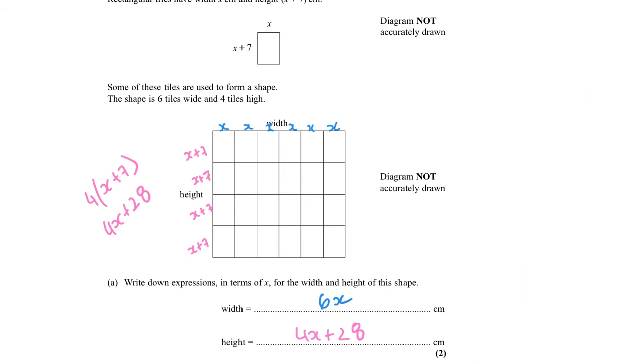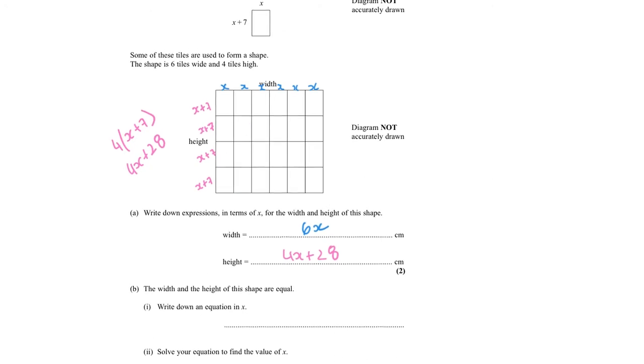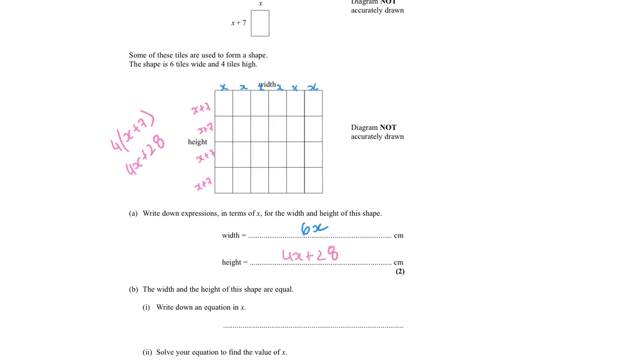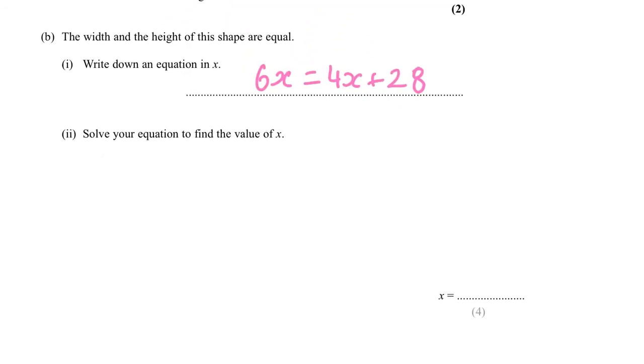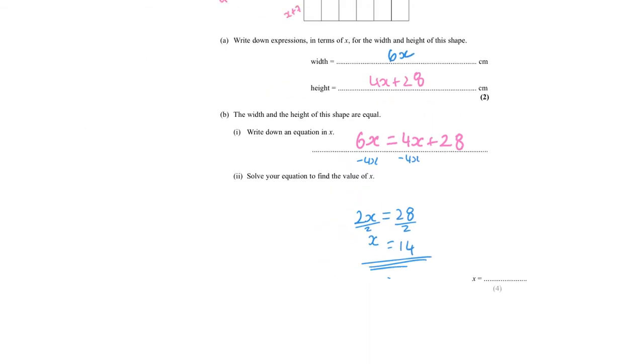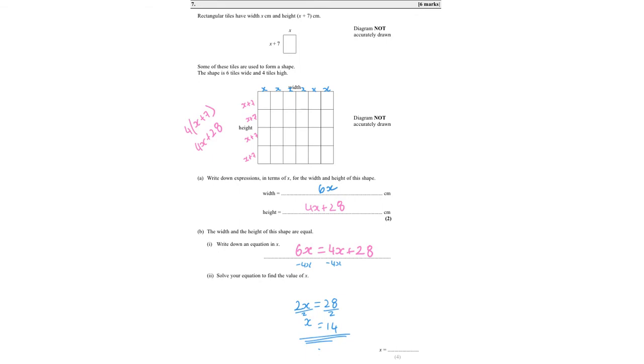And then part B says the width and the height of the shape are equal. So that means that 6x equals 4x plus 28. Then it says solve the equation to find x. So I'm going to minus 4x from both sides. So 2x equals 28. So if we divide both sides by 2, we get x equals 14. There we go. Now it's nice and simple.